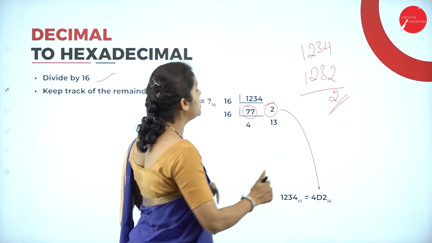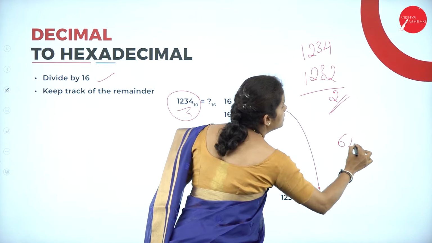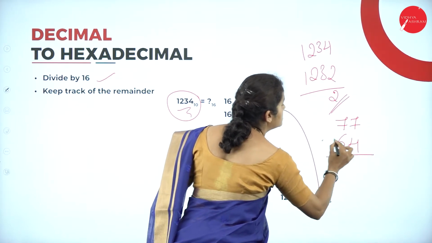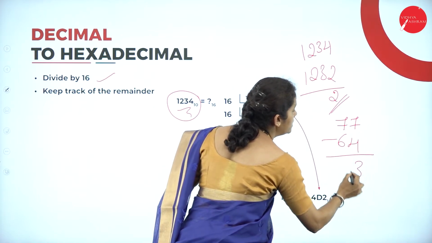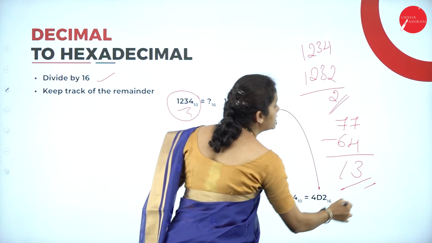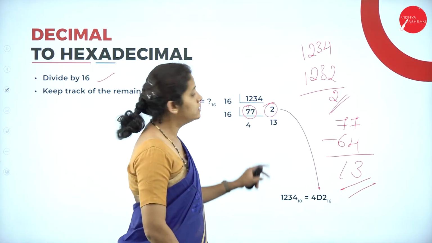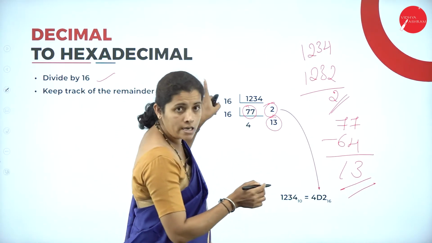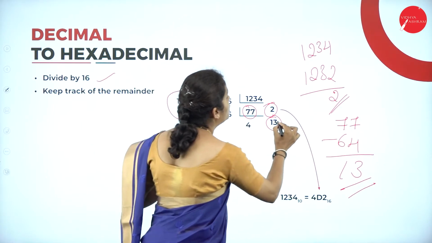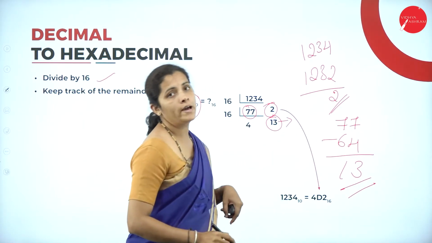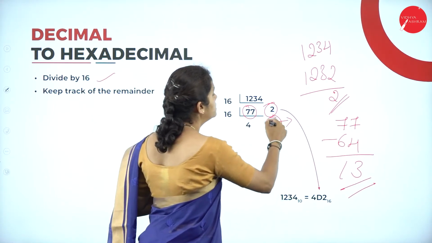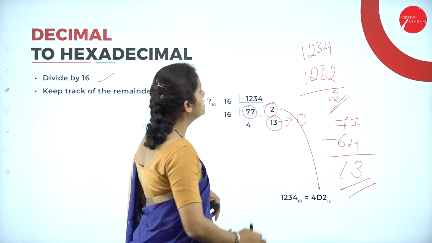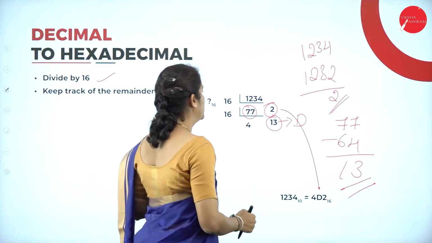16 4s are, it is 64. That is 77 minus 64. It is 3, then 1. What is the remainder? It is 13. So 13. So here it is a hexadecimal number. Now I want to write it in the form of hexadecimal number. So 13 means it is D. I repeat, 13 means it is D.